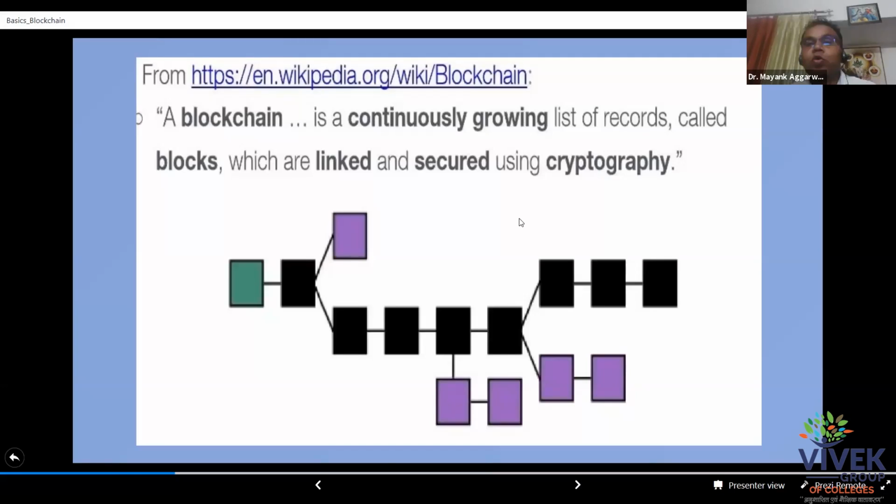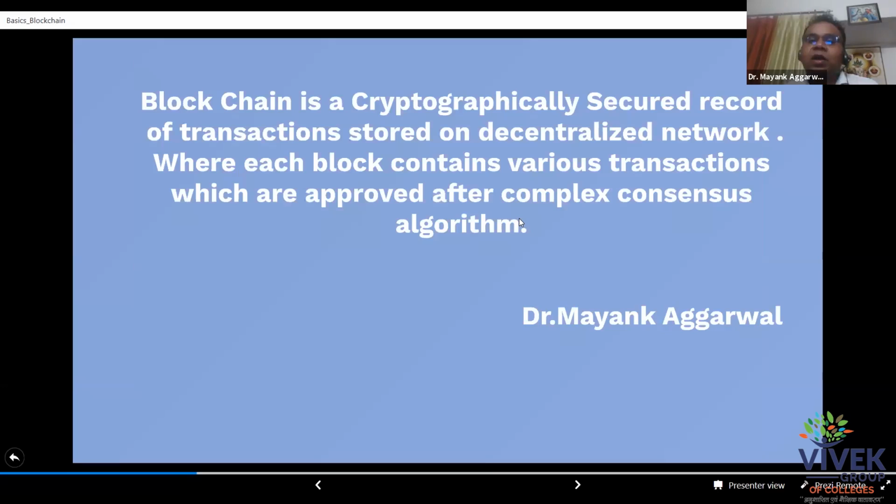I have already told you, but what is the benefit? That it is secured. All these blocks are secured by using heavy encryption and decryption. I'll be talking a little bit about what encryption and decryption we use in blockchain. So cryptography is used to make it secure. Now to summarize what a blockchain is, just to know what a blockchain is before we proceed.